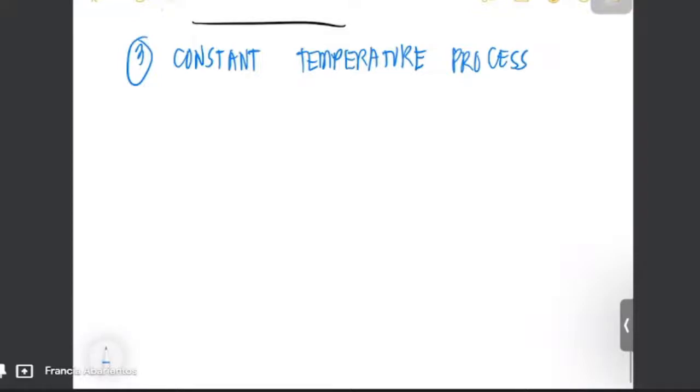Proceed now to the constant temperature process, or what we call the isothermal process. Okay? Don't forget the terminologies. So, what is our letter A?